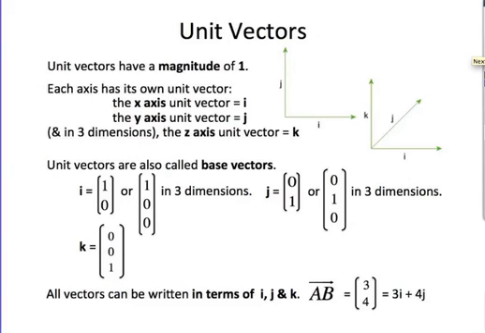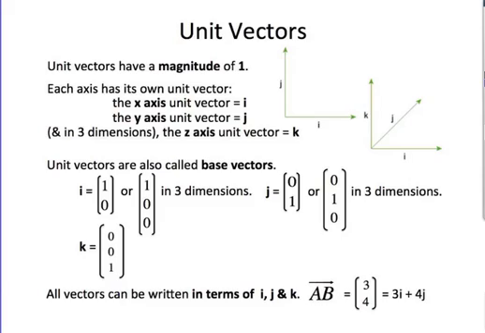Unit vectors are a special type of vector. The thing about unit vectors is that they have a magnitude of 1, and so their overall length is 1. When we describe unit vectors along the axes, we use i for the x-axis and j for the y-axis, and later on we'll introduce the third dimension, z, and we'll use k for the z-axis. We also call the unit vectors base vectors.